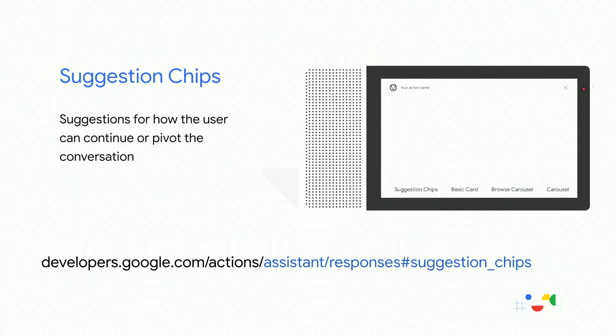pivot the conversation. A few things to keep in mind when using suggestion chips. The first one is less is more. The more chips you put on the bottom of the page, the more implicit work you're asking the user to do to figure out which one they need or want. Use less, do the work for the user, and only surface a few highly relevant chips.